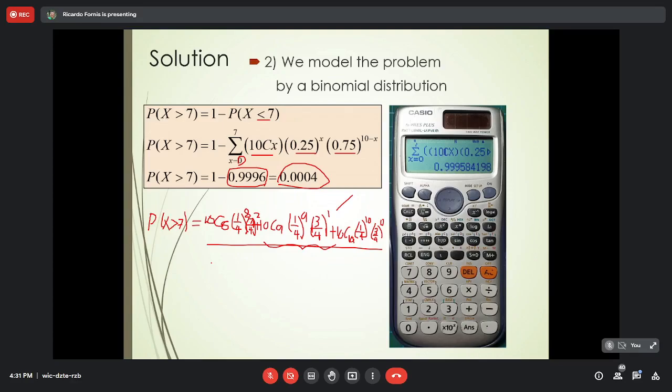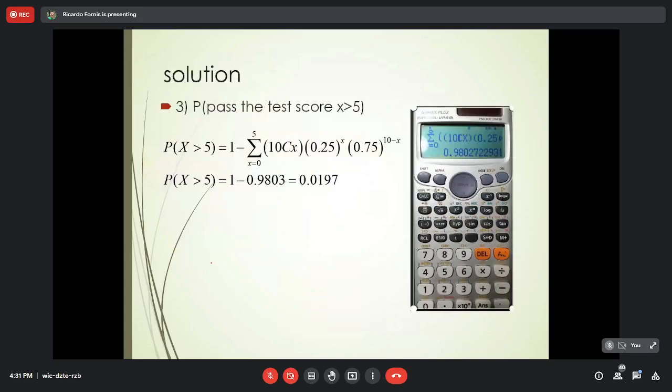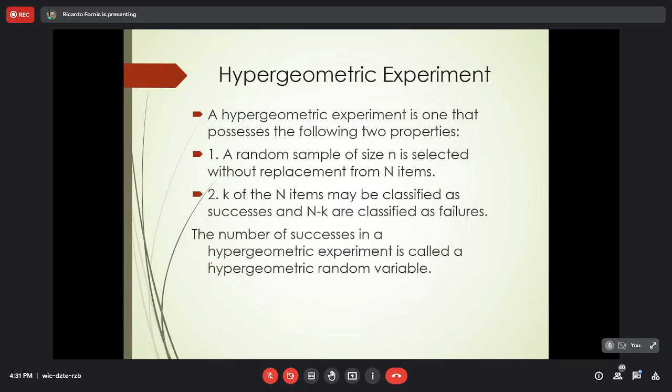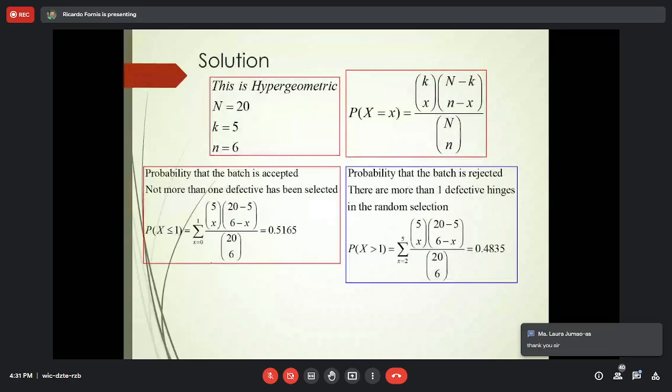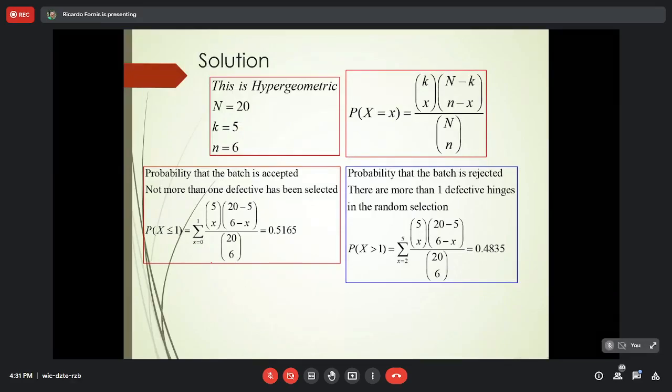Questions, clarifications so far? Okay, and I guess it's time already. It's 4:31. So I will end the discussion up to here. You can go over the solution for question number 3, and probably you can also study in advance the other probability distributions. That's it that I can share with you today. You can leave the meeting now.